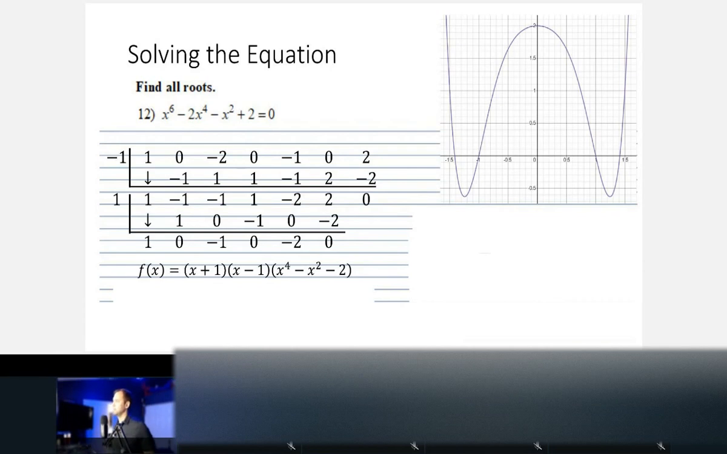All right. Now from here, ideas of what we can do to finish the problem? Any ideas? How much time do we have? Oh, 2 minutes. What do we do next? We have to factor the last one, right?